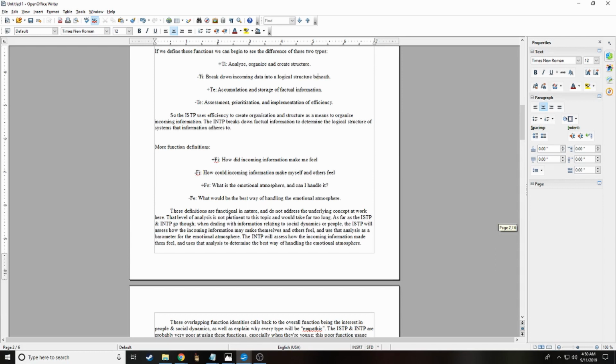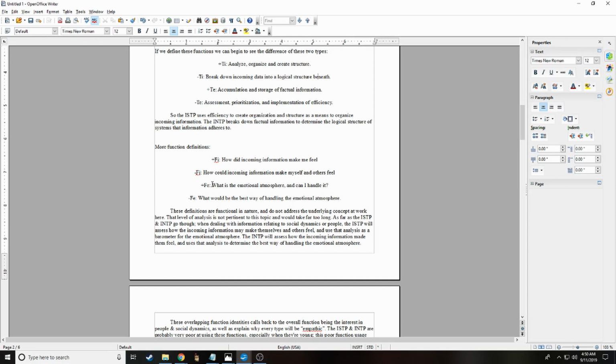For the F functions, positive FI is how did incoming information make me feel? Negative FI is how could incoming information make myself and others feel? So a little bit of a deeper analysis in relation to yourself and to others, whereas this is in relation to yourself. Positive FE is what is the emotional atmosphere and can I handle it? Negative FE is what would be the best way of handling the emotional atmosphere?